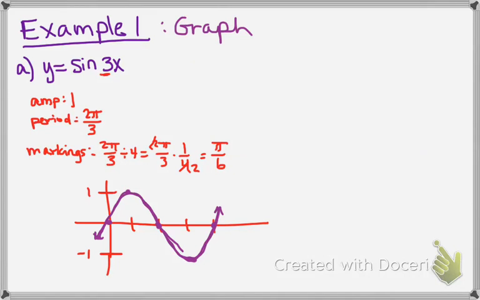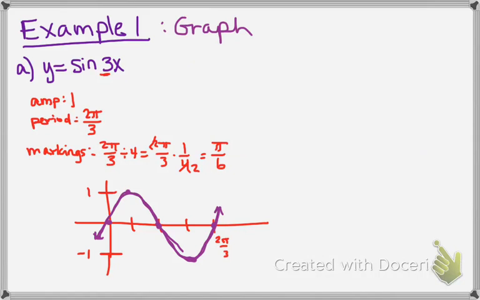But I do only make you make that one cycle, because I assume that you'll be able to repeat it after that. So now to figure out where these markings are at, we do know that our period is 2 pi over 3 long. Since I started at 0, that means I'm going to end at 2 pi over 3. So that helps.